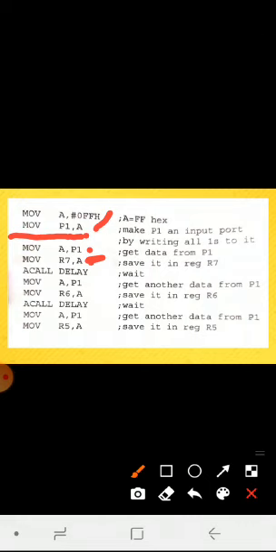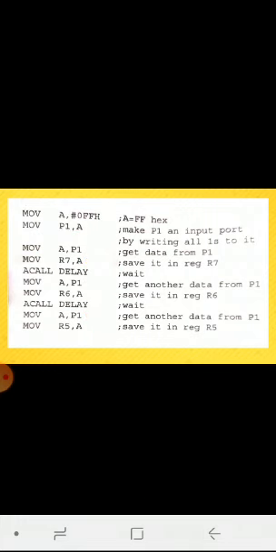So wait for the delay. Again the next data we will take from P1 to the accumulator and from the accumulator to register R6, wait for the delay, and again the next data from port 1 to the accumulator and the accumulator to R5. Next we will go with port 2.